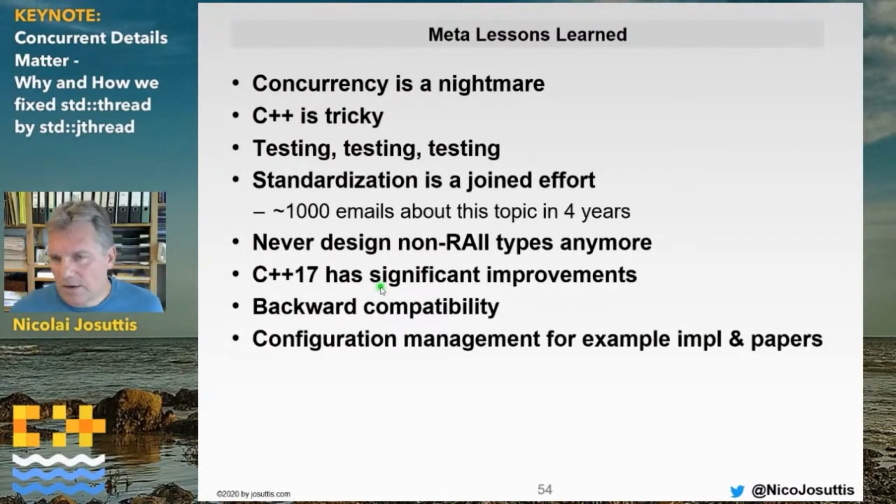A few things that are not that self-explanatory. First of all, it turned out for me that configuration management for example implementations and even for providing papers to standardize the whole thing was helpful. So I had a Git repository, and it's publicly available on GitHub, I think it's josuttis/jthread. You will find it on the internet. And you can see the story and the evolution of the implementations, and whenever we fixed some flaws or added a new test case, etc.